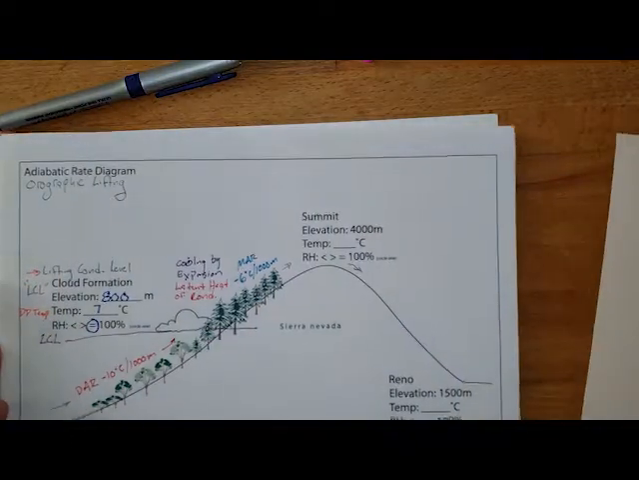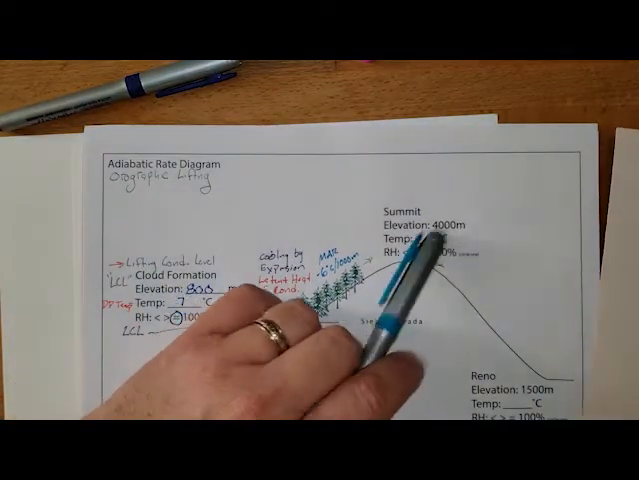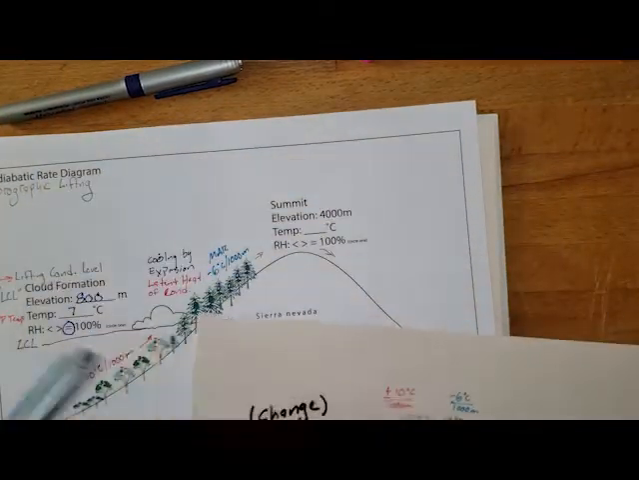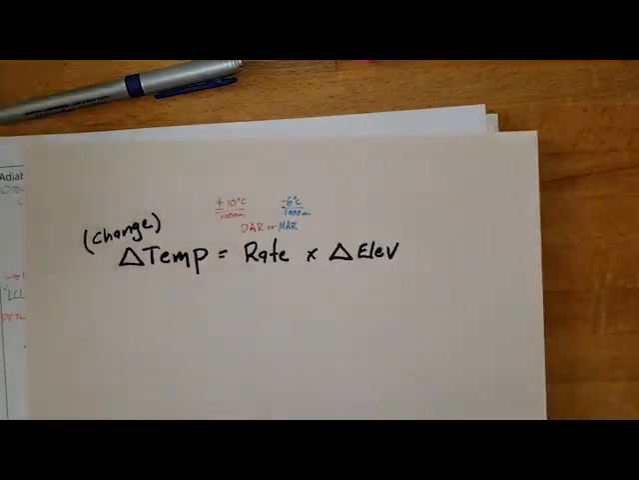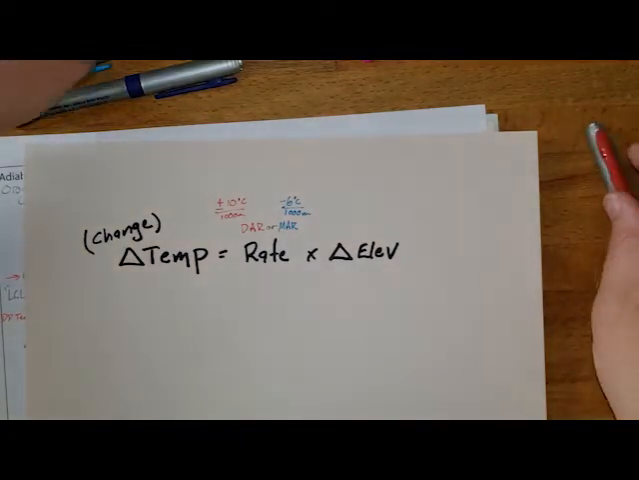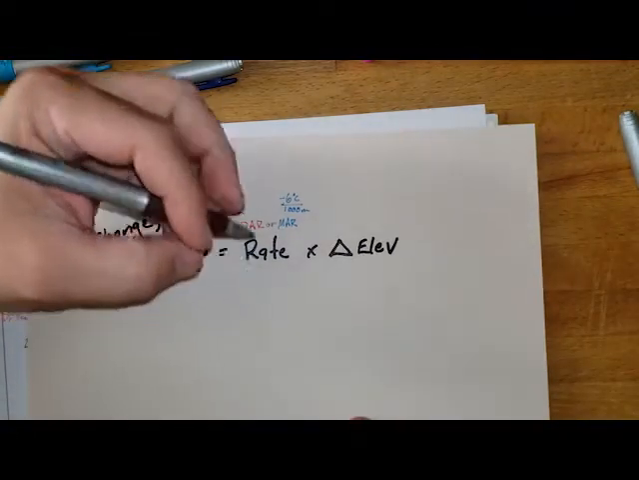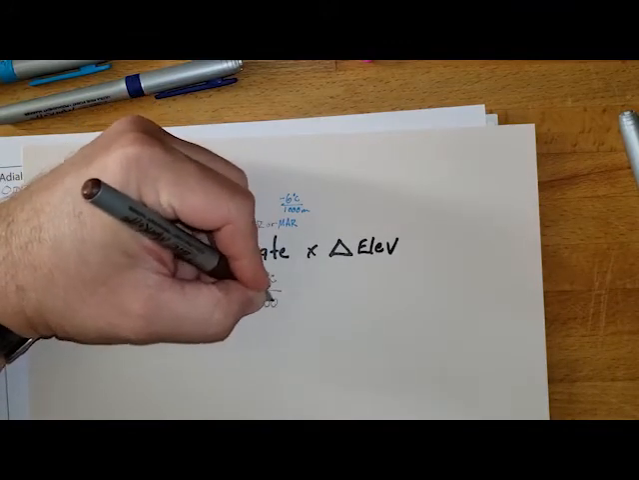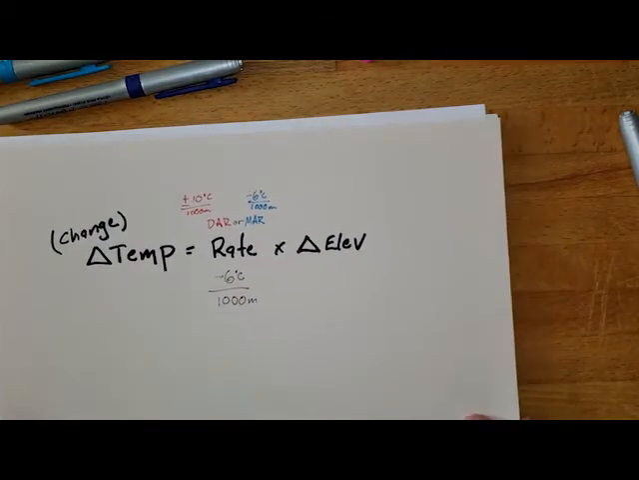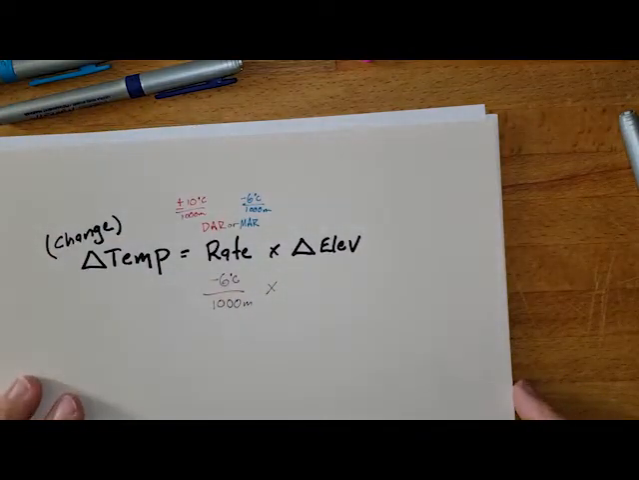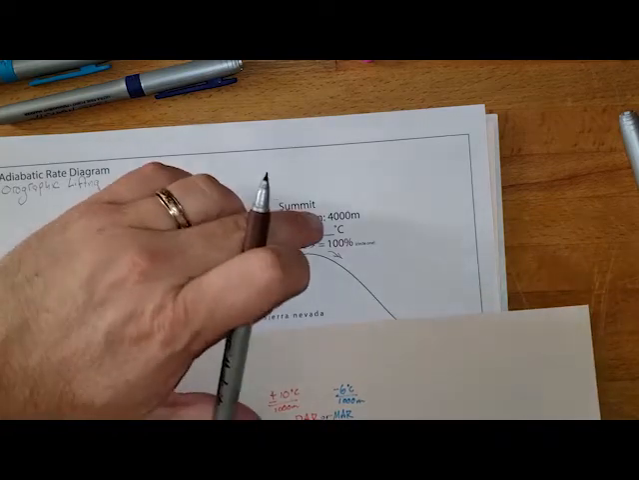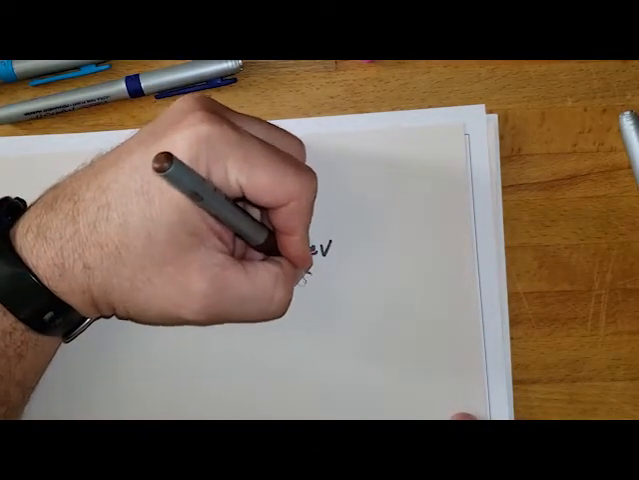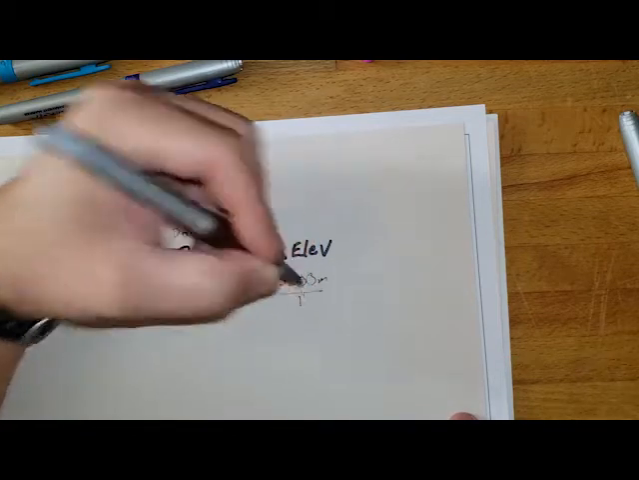So I'm starting here at 800 meters and I'm going up to 4,000 meters. Okay. So it's going to be the moist adiabatic rate. So in this case, our rate is equal to negative 6 degrees Celsius for every 1,000 meters that it goes up. And I'm going to multiply that times my change in elevation. I started at 800, I go to 4,000. That's going to give me 3,200 meters all over 1.